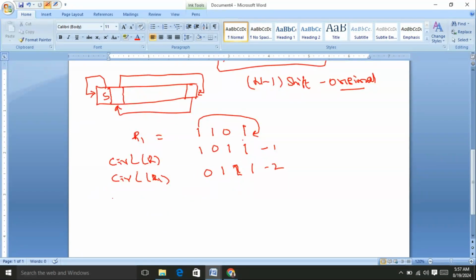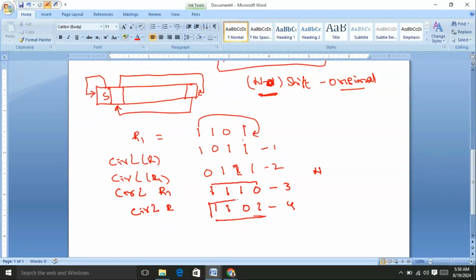Again I am going to perform one more circular left shift of R1. That is again 1 is here, 1 is here, and 1 is here, and 0 is here. That is the third one. Again I perform the circular left shift of R1. Again 1 is here, 1 is here, 0 is here, and the last one comes this side, right? 1 is here, this is the fourth one. After completion of the n shifts, sorry, I was going to say n minus 1, the data is preserved. We can observe that this is the original data.